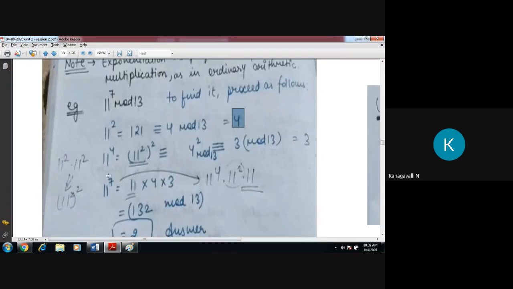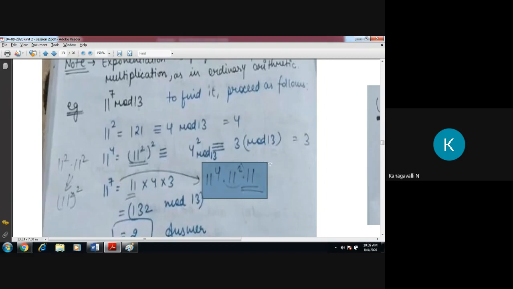So how can I write this 11 power 7 with the help of these two things, right? See, I'm writing in this way. It is a correct thing. 11 power 4 into 11 power 2 into 11 power 1. So just add your powers. 4 plus 2, 6, 6 plus 1, 7, right? So I am splitting this 11 power 7 into this format, right? So what is my result?